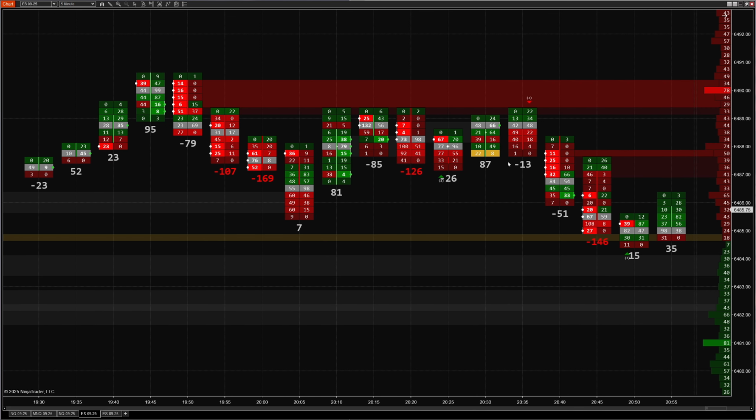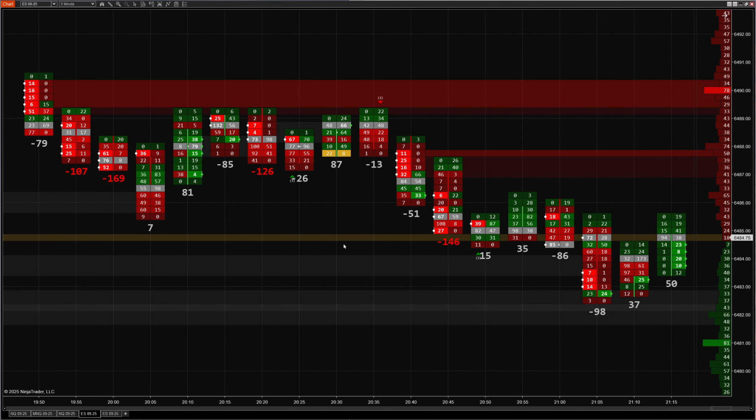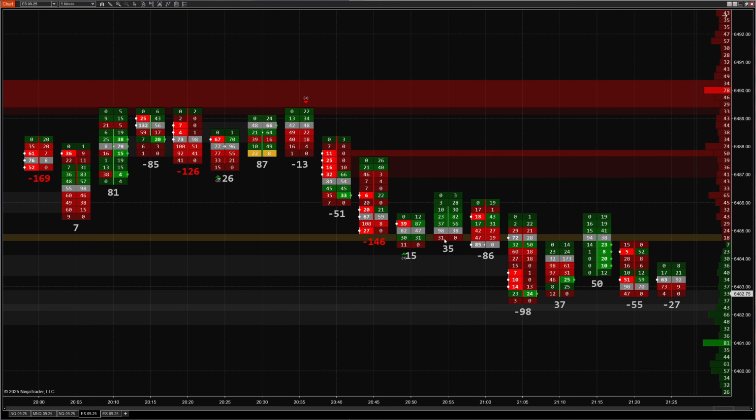And again, right here, we're just chopping around. We don't really have a directional movement in the market. All right, now we start moving down around this price point here. All right, we have 13, negative 51, negative 146. Then we get a positive 15. Then we get a positive 35.